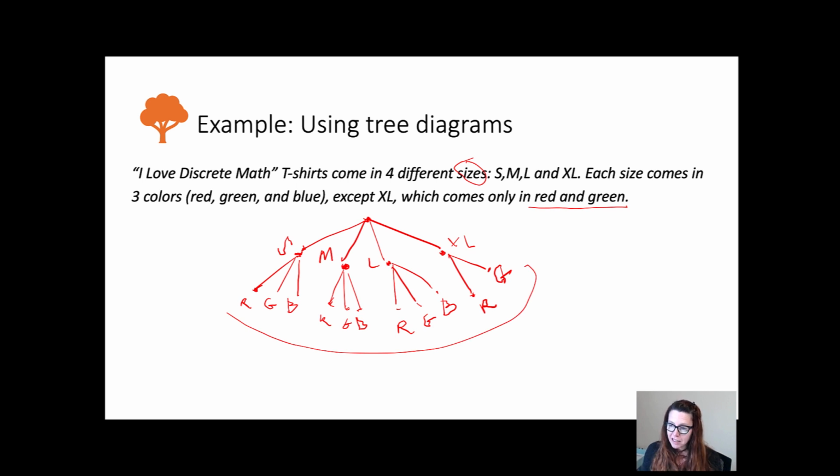And so how many t-shirts? It's a counting problem. The combination that I'm looking at is those that I can buy. I should have a small red, a small green, a small blue, a medium red, medium green, medium blue, a large red, large green, large blue, an extra large red, and an extra large green. Okay, so this is 1, 2, 3, 4, 5, 6, 7, 8, 9, 10, 11.